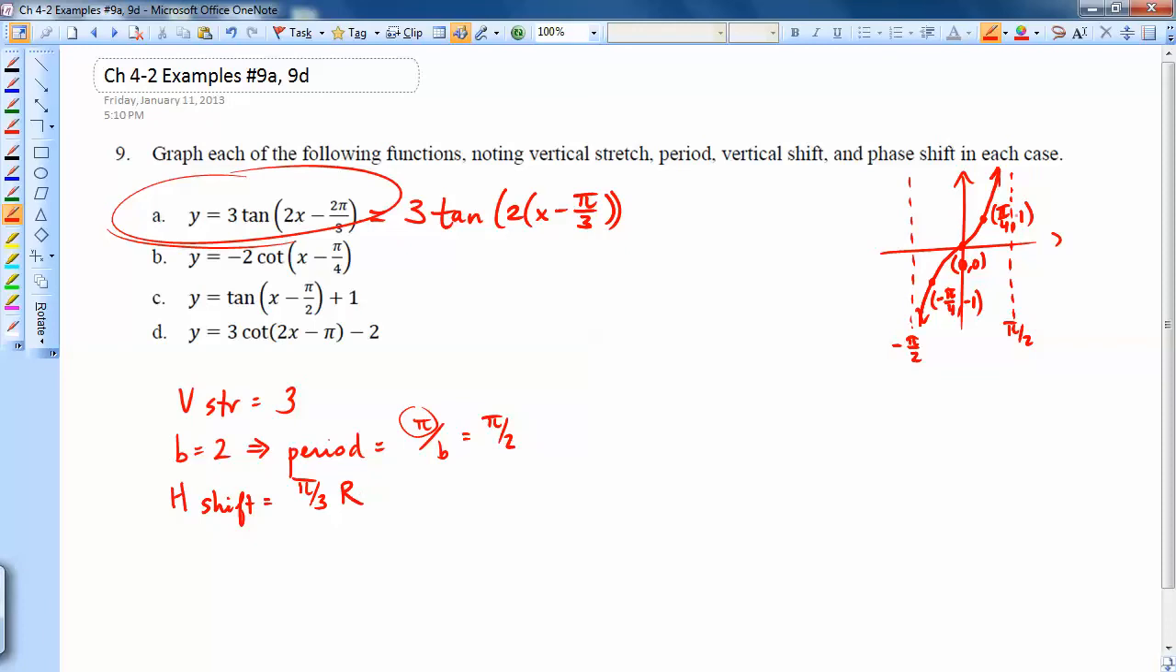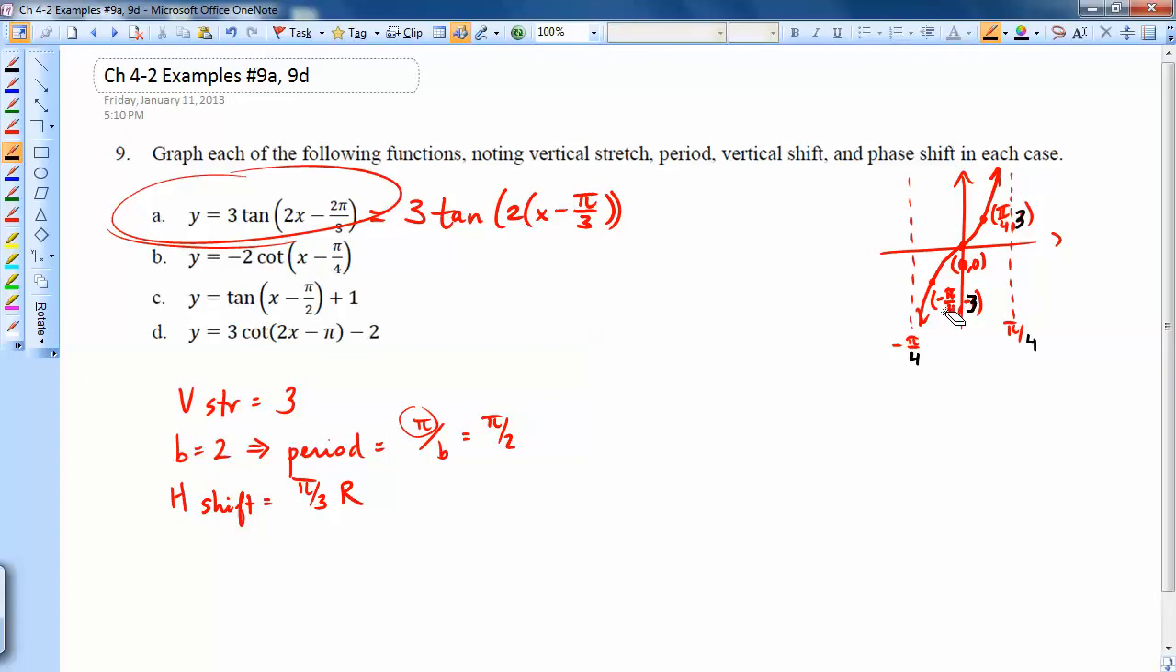So instead of this being a 1 and a negative 1, what we're really going to end up with is a 3 here and a negative 3 down there. So let me just write over this. So that'll be a 3 and a negative 3 right now. There's no shifting up or down, so that y value is going to stay the same. My period is only pi over 2, though, not a whole pi. So that means I'm going to have to shrink everything in by a half. So really it's like going from negative pi over 4 to pi over 4 now.